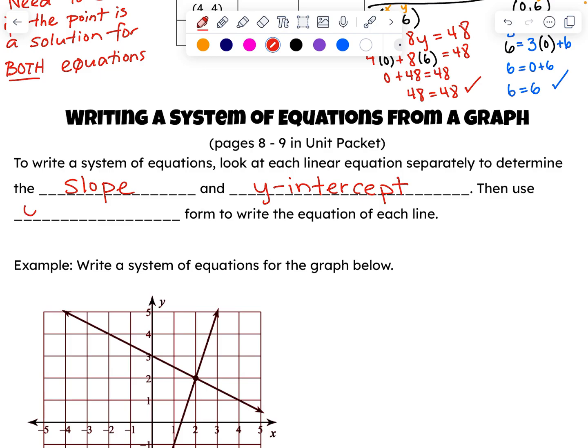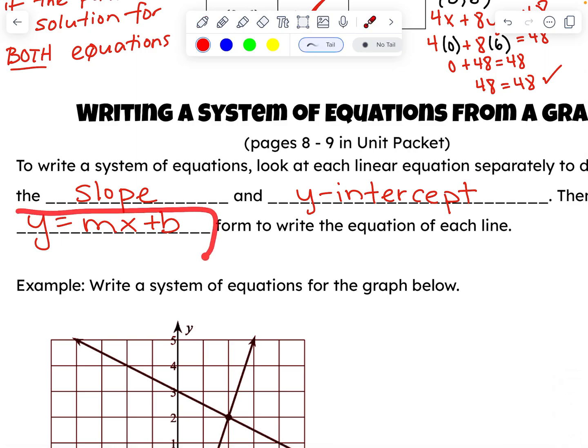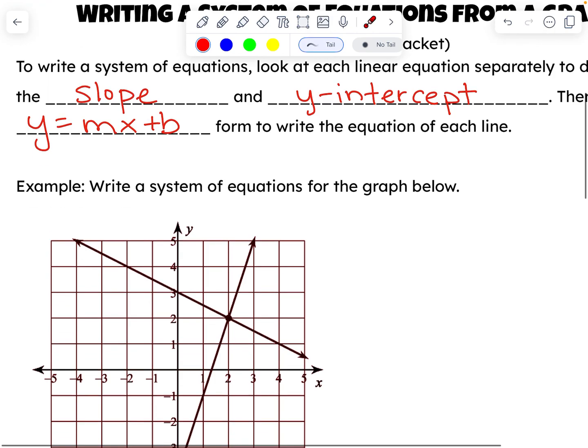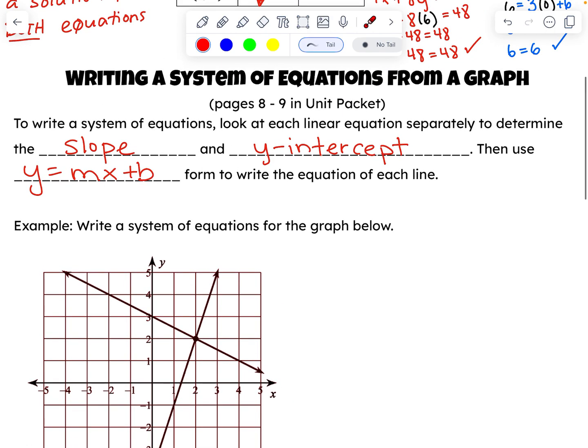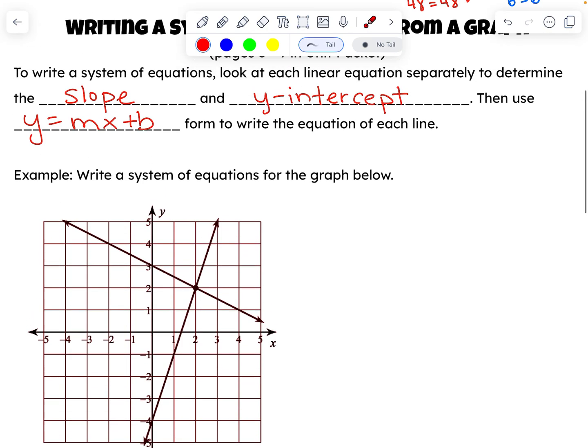Then use y equals mx plus b form to write the equation of each line. Really, if I want to use this form, y equals mx plus b, all I need to know is the slope and the y-intercept, and I'm done. Then I can write an equation. So we just need to identify those things, and we're going to practice with this problem right here.